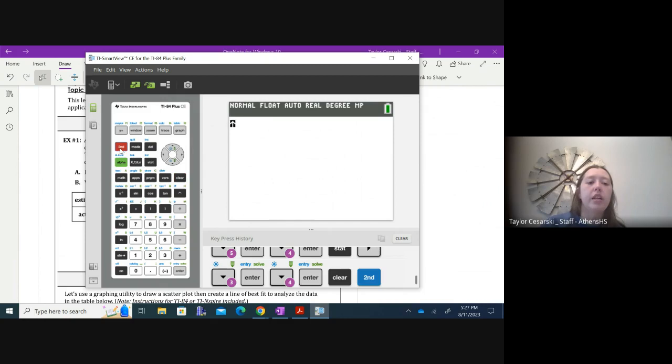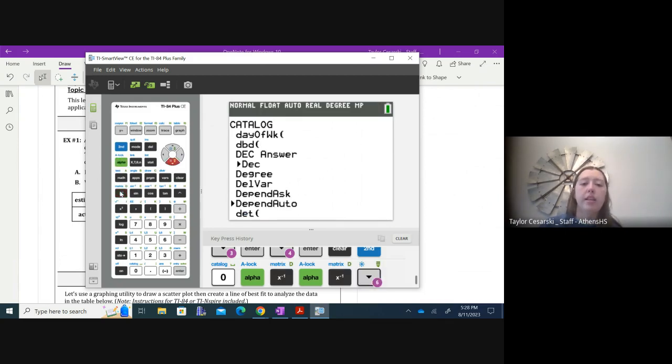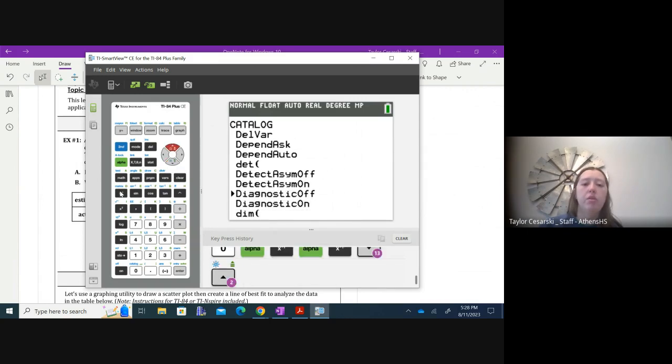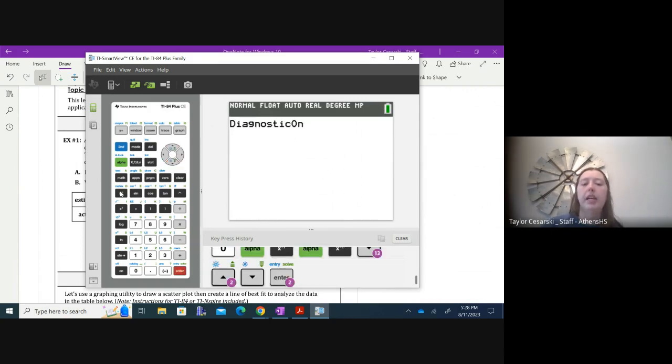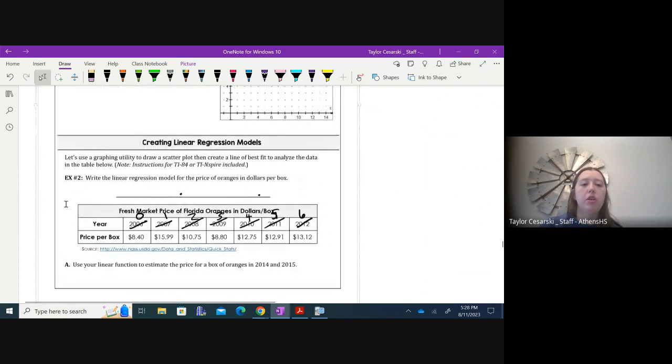So to do that, you're going to hit second 0. And you can scroll all the way down to diagnostic on. If you hit alpha and then where it's dx to the -1, that will allow you to shortcut there. Then I'm going to go down to where it says diagnostic on, hit enter, and it's going to say done. So again, that'll produce your R value, your correlation coefficient, as well as your coefficient of determination, which is R squared. All right, so what we're going to do first is create a linear regression.